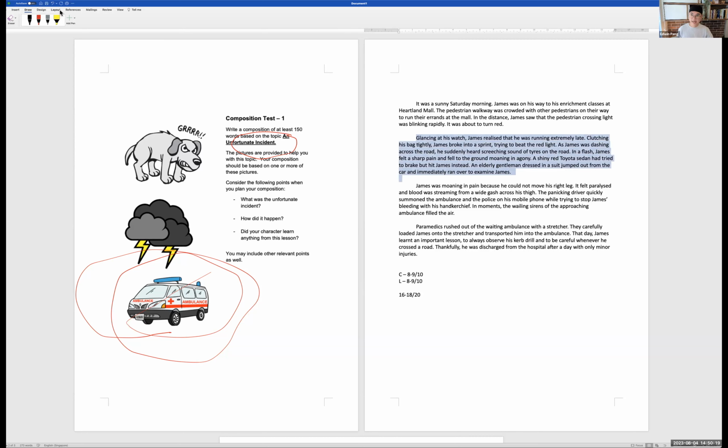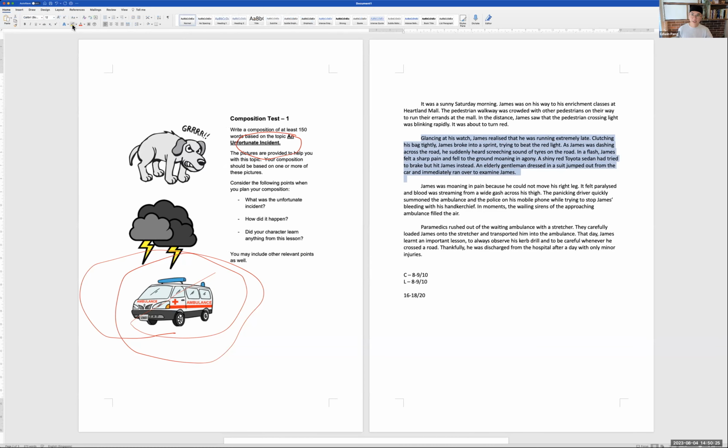Okay, let me highlight it for you. This part here is where often many of you are not able to develop. This part here is the climax. Instead of saying that James ran across the road and he was knocked down by a car, notice that I have expanded that one sentence into 2 long paragraphs.